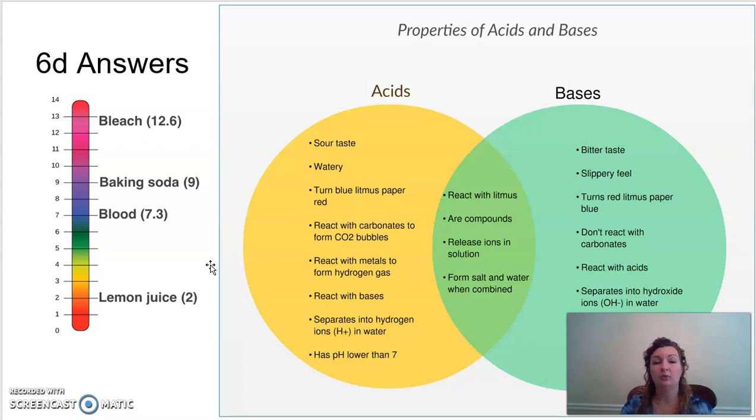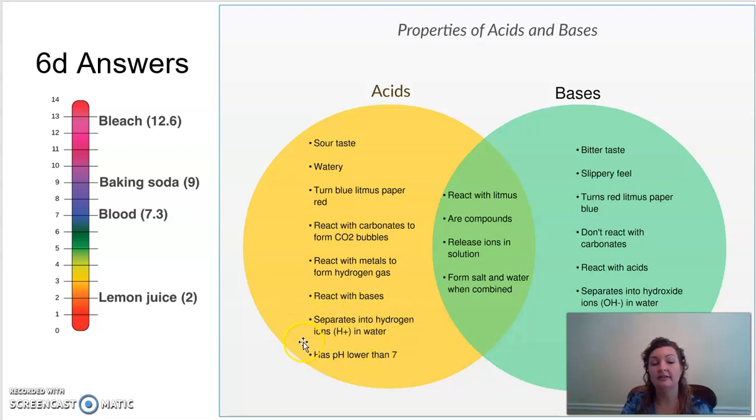It's going to be watery. It's going to turn blue litmus paper red, and I'm going to show you an example of that in a second. Reaction with carbonates to form CO2, which is just carbon dioxide bubbles. Reacts with metals to form hydrogen gas, and reacts with bases. Separates into hydrogen ions, which is H+, in water. This is very important, this one right here.